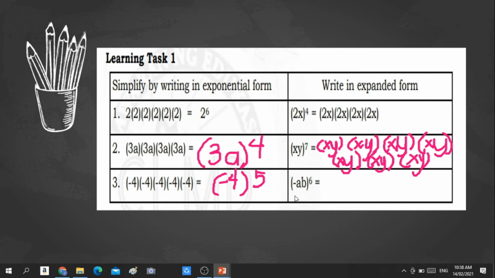Same thing with the third given. Negative ab is the base, and 6 is the exponent. Meaning, we will multiply negative ab by itself 6 times. So, we will just write it out 6 times. So that is our learning task number 1.